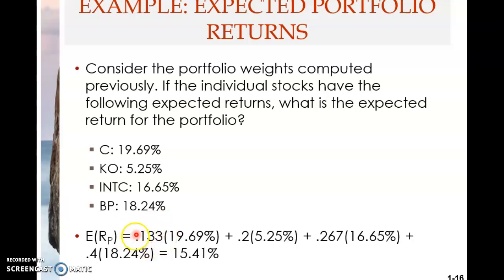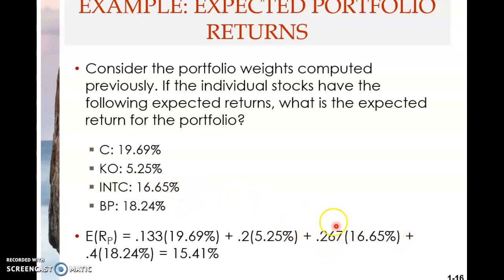So this is the weight for stock C multiplied by the expected return for stock C, which is here. Then this is the weight for stock KO multiplied by the expected return for stock KO, which is here. The weight is given in the previous slide. We computed this in the previous slide. This was 1 over 5, therefore it's 0.2. Then plus the weight for stock INTC, from the previous slide. This was actually 2 over 15, 4 over 15, multiplied by 16.65%.